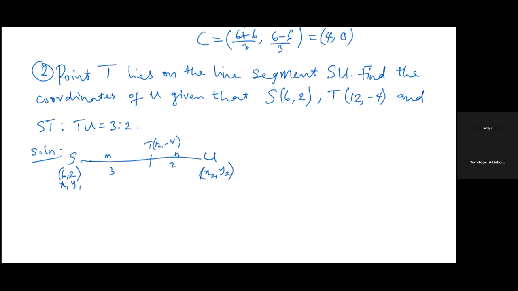Now, let's relate this to the formula. The formula I said C equals, so this time instead of C, it's going to be T. So T, which is (X, Y), equals (M times X2 plus N times X1 over M plus N, comma, M times Y2 plus N times Y1 over M plus N), bracket close.